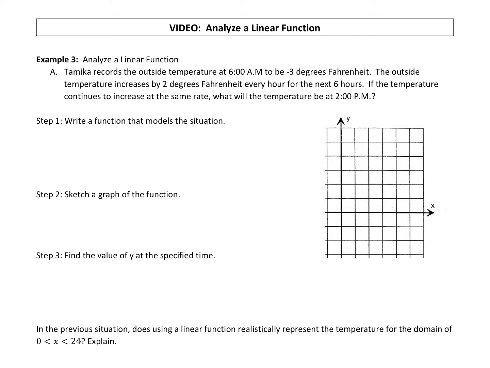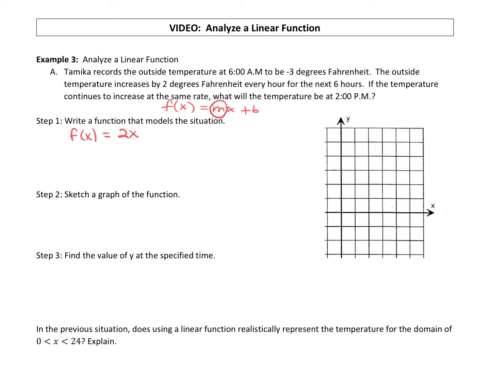So our first step, we're going to write a function that models the situation. So when we write a function, f of x equals, we're kind of modeling this mx plus b. So m is our slope, which would be the rate of change. So how much is the temperature changing? It's changing 2 degrees every hour. So we're going to let our m be 2. There's the 2 degrees times, we're going to let x be our number of hours.